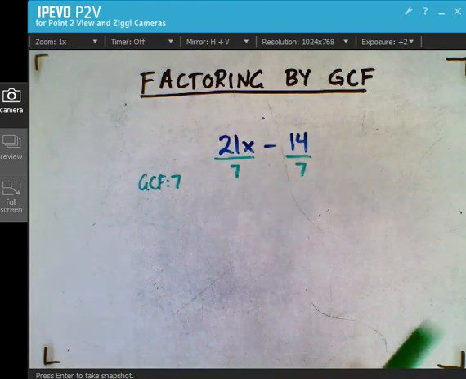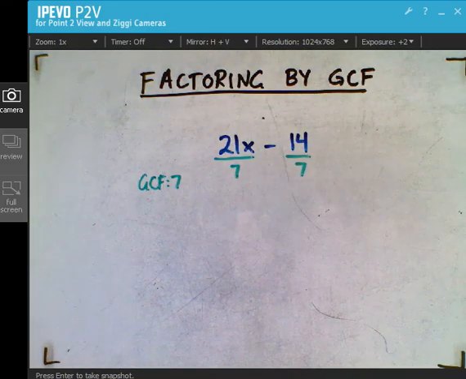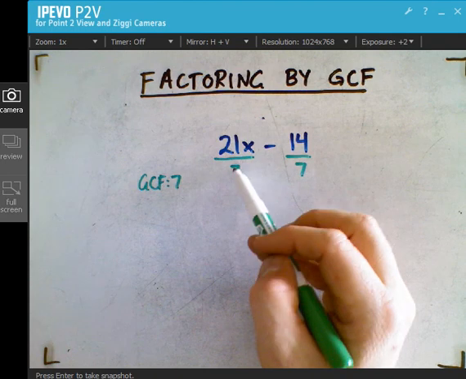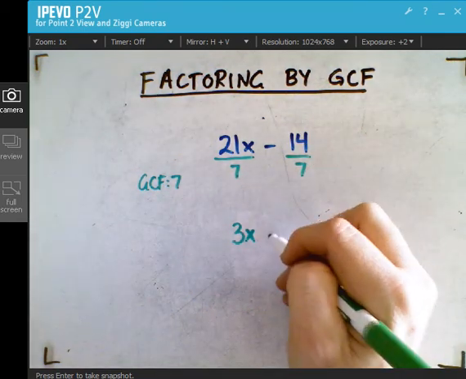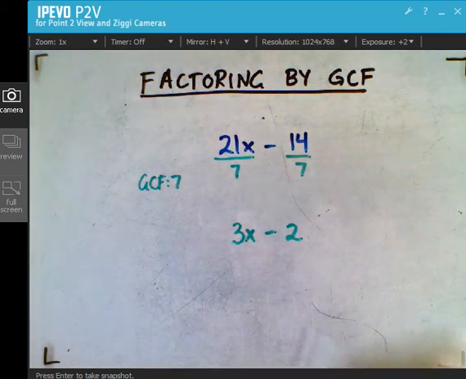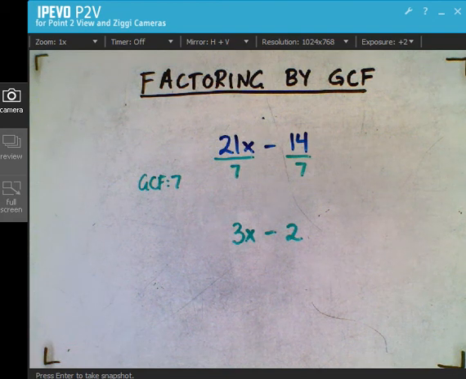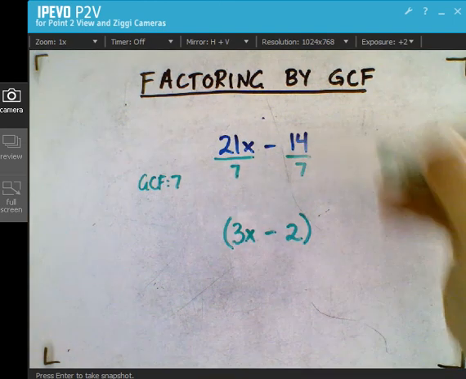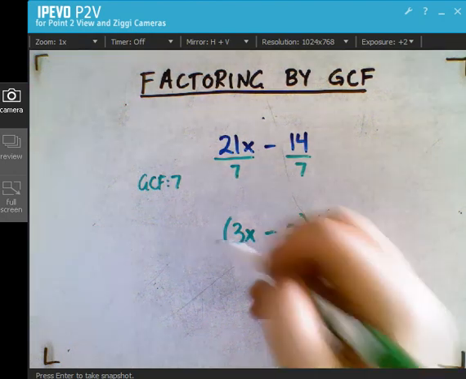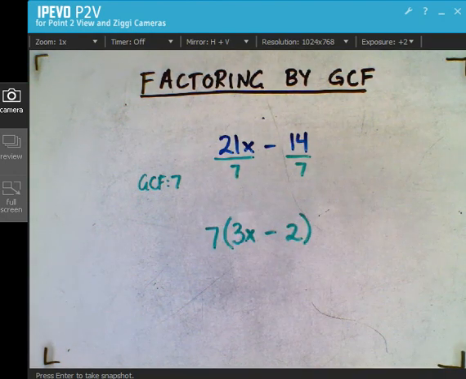Now we're going to apply our rules of division. We're going to simplify our coefficients and subtract our exponents. 21x divided by 7 is 3x, and negative 14 divided by 7 is negative 2. And so I have 3x minus 2. Now that's not my final answer, because I need to give an answer of 2 factors that multiply together to give me 21x minus 14. So what would I multiply 3x minus 2 by in order to get 21x minus 14? I would multiply it by the greatest common factor of 7.